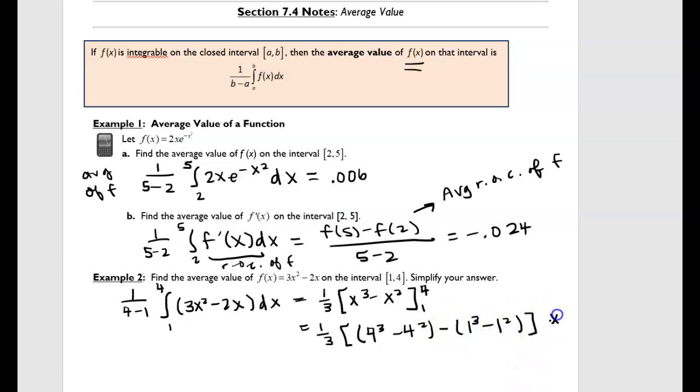Now this is an okay place to leave my answer on the AP test. As long as I've actually plugged in those numbers, then I can leave it there. But on this problem, and probably in your Delta Math, it will say simplify your answer. So we're going to go ahead and simplify it. We've got 1/3 of 64 minus 16, that's 48. Minus 1 minus 1 is 0. So we've got 1/3 of 48, and our answer is 16.